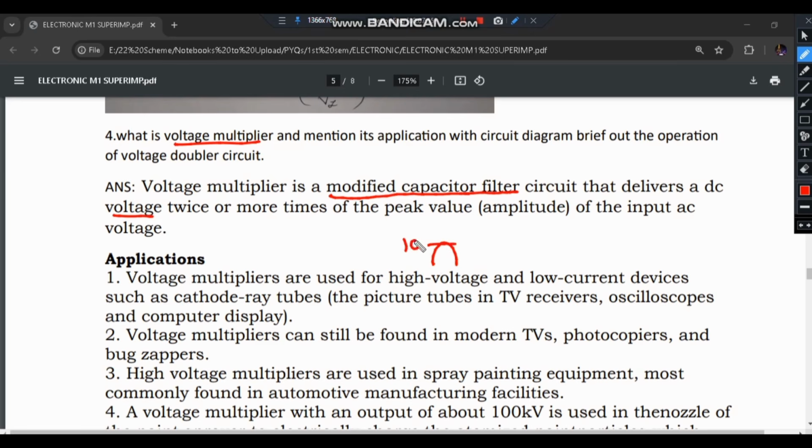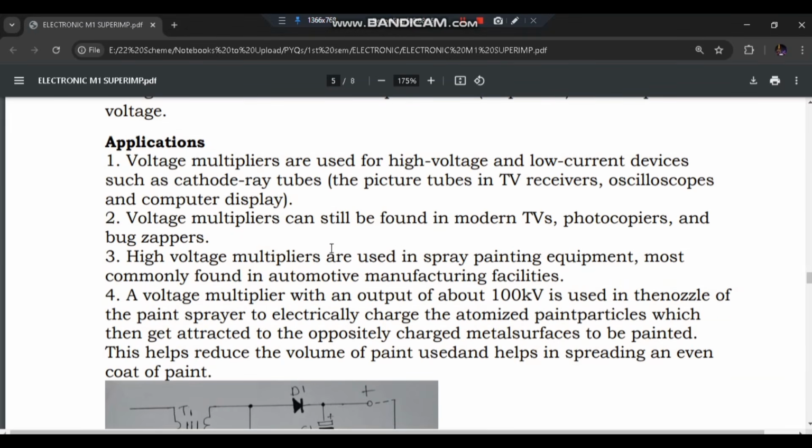It is used for high voltage and low current devices and can be found in modern TVs, and in spray painting equipment also it is used. What happens when the spray is present here? When it sprinkles here, some voltage is applied, like when we spray cars.